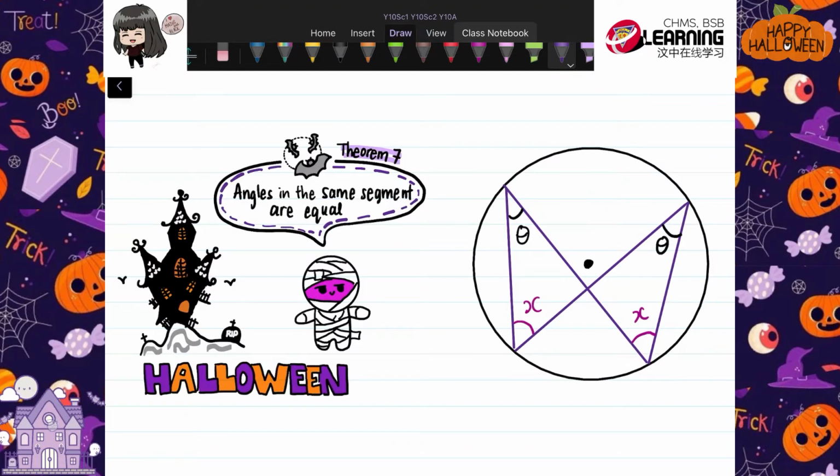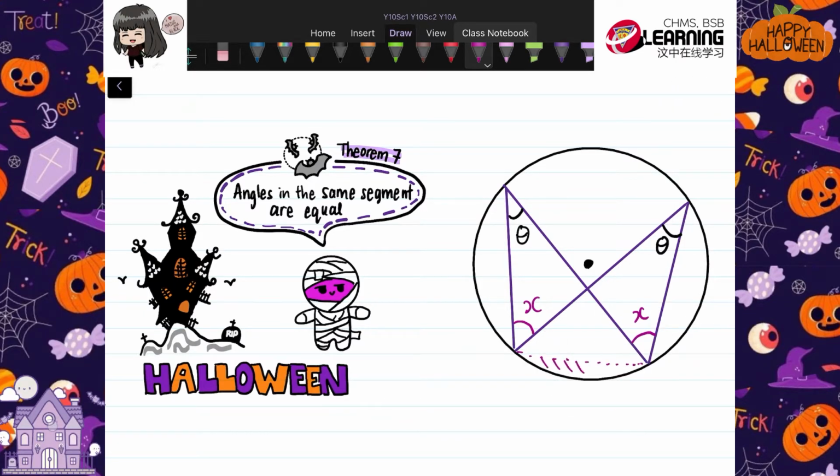Theorem number 7 tells us that angles in the same segment are equal. Angles in the same segment. First of all, you must know what a segment is. A segment is this. You look at this circle over here. Remember, if we have a chord here, this is basically a segment. If I were to draw a chord here, this is a segment, right?